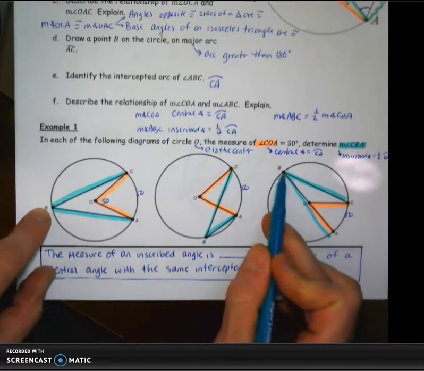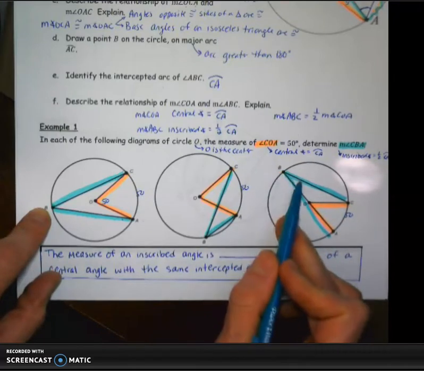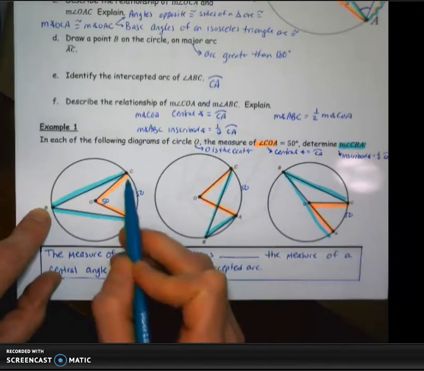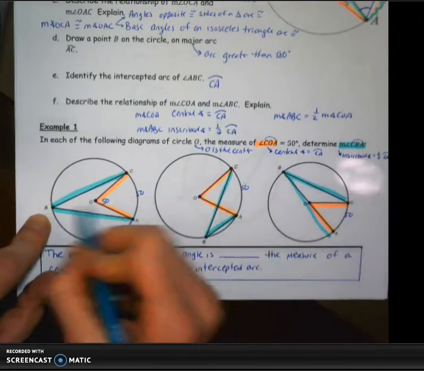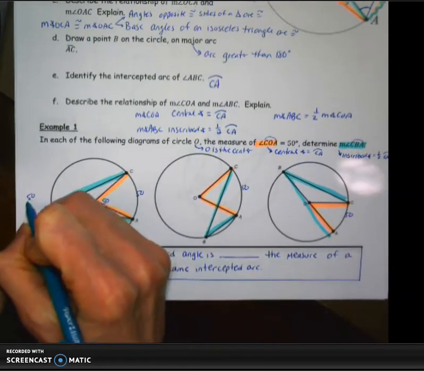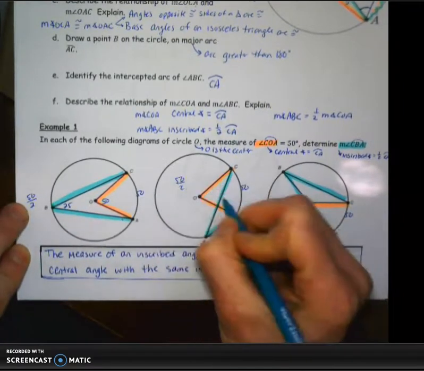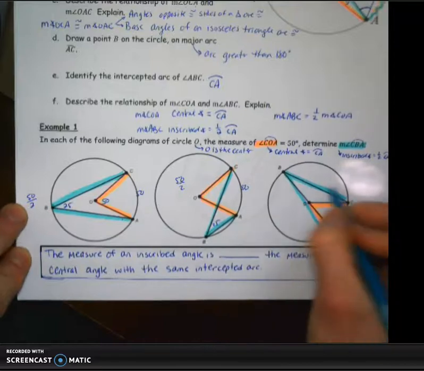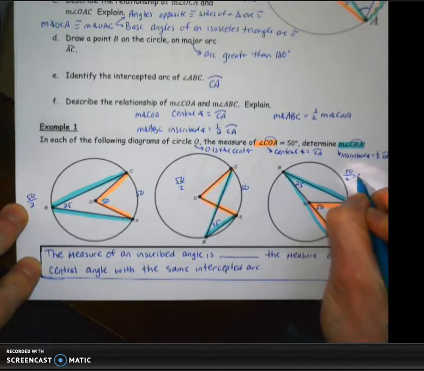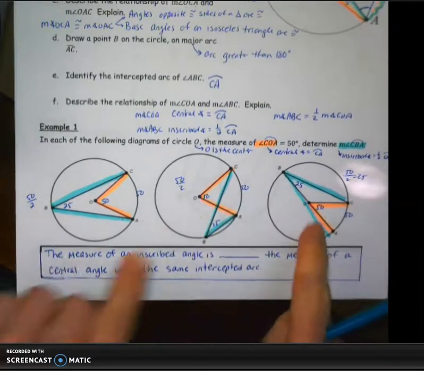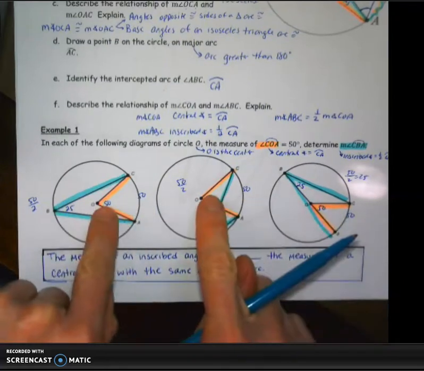It's an angle formed by chords whose vertex is on the circle, and therefore it's half of the intercepted arc. So notice that they both intercept arc CA. So therefore, in each of these cases, the measure of angle CBA is going to be 50 divided by 2, which gives you 25. Okay, so the inscribed angle is half the intercepted arc, and the central angle is always equal to the arc.